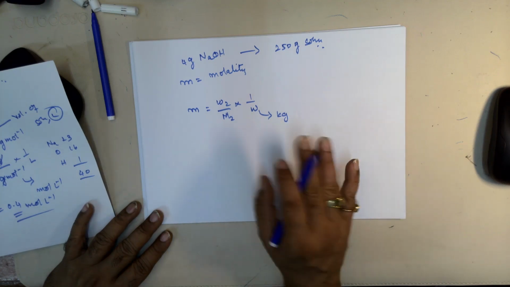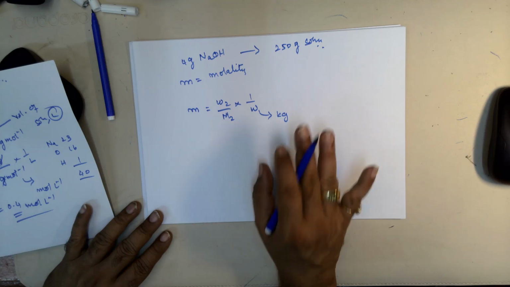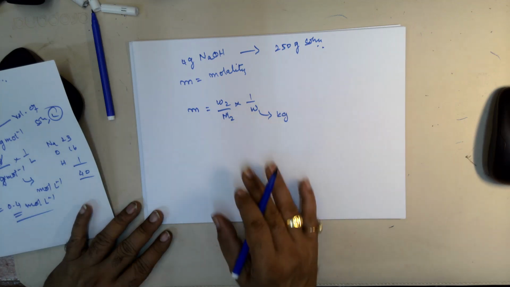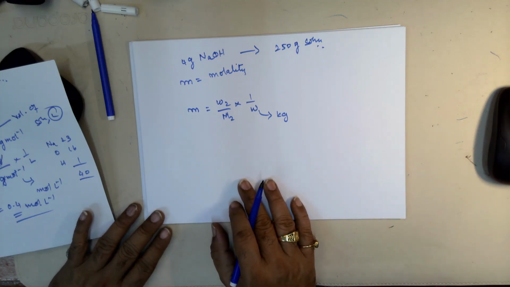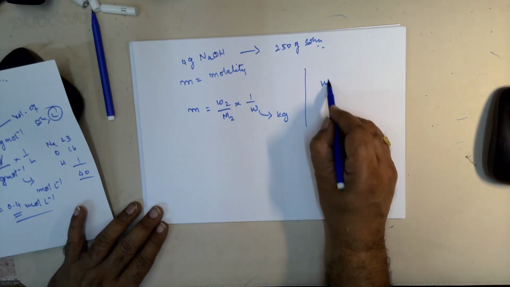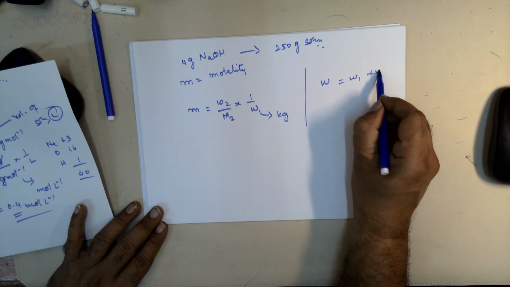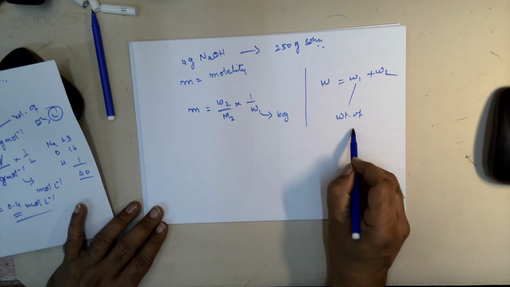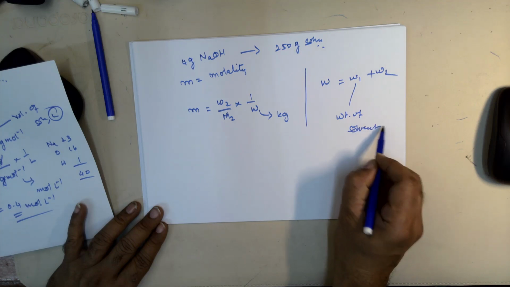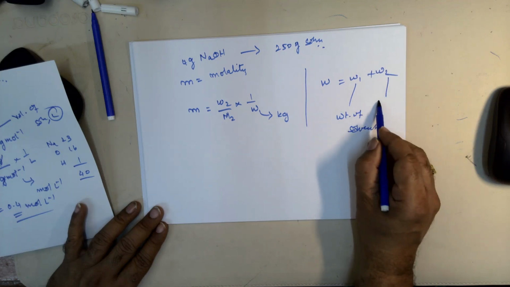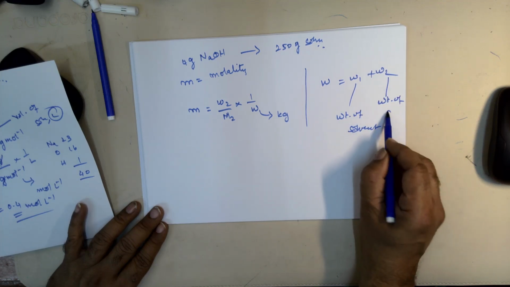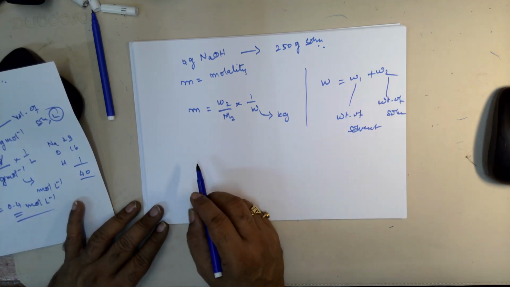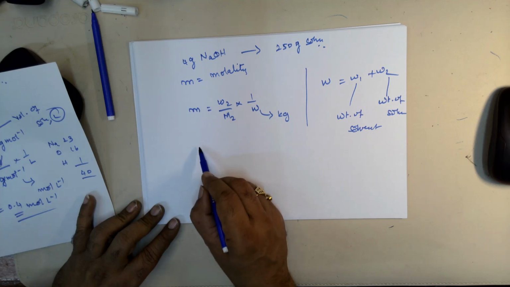Since it is a very dilute solution, weight of the solvent is the dominant one. So you can take straight away W as W1. Otherwise, W is equal to W1 plus W2 only. What is W1? Weight of solvent, right? And W2 is the weight of solute, right?